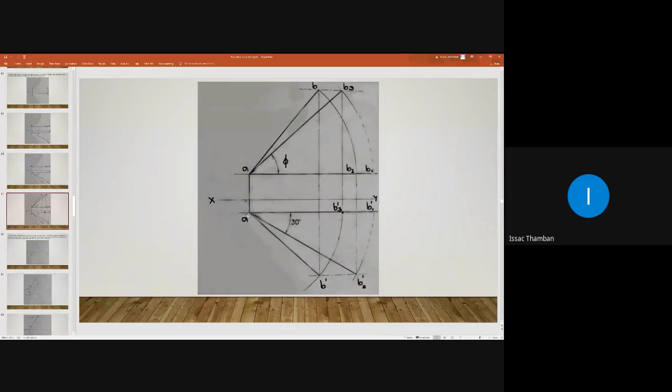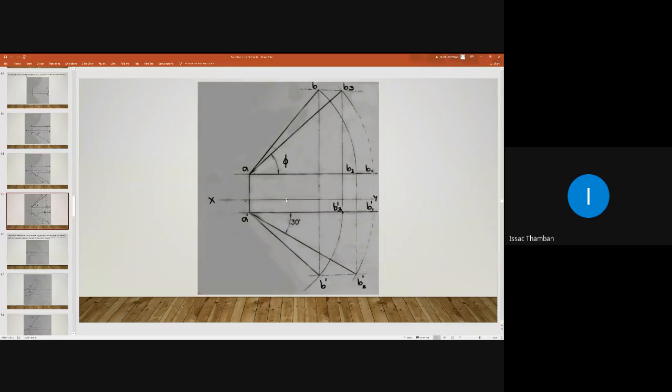Now A dash B3 dash is parallel to HP. So in the plan, it should reveal its true length. You obtain B3 dash by drawing this arc. After that, draw a vertical projector like this. Have you obtained B3 dash? Yes, sir. Okay, after that you are drawing a vertical projector like this.